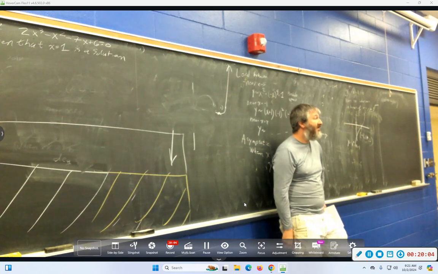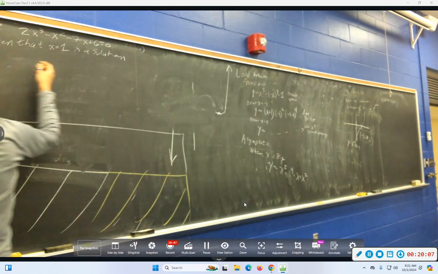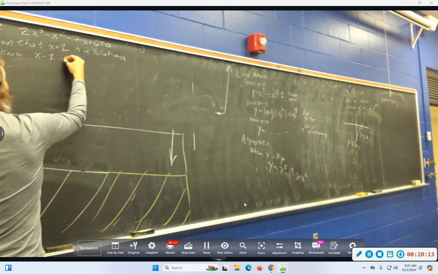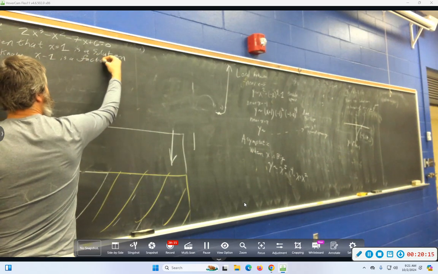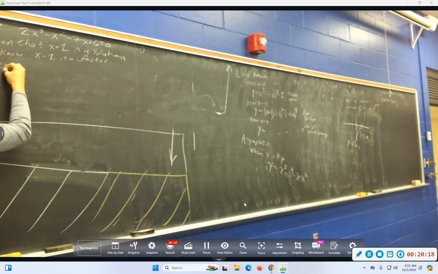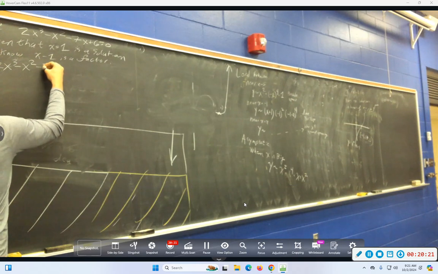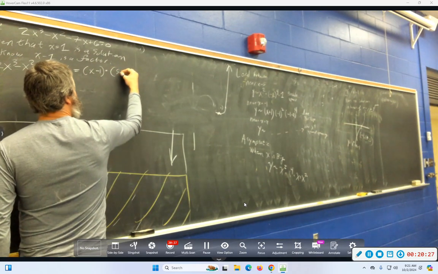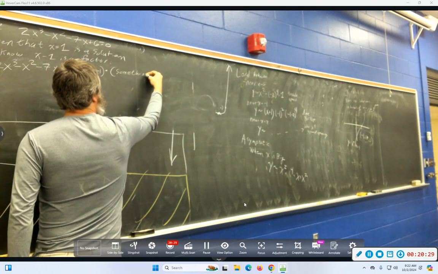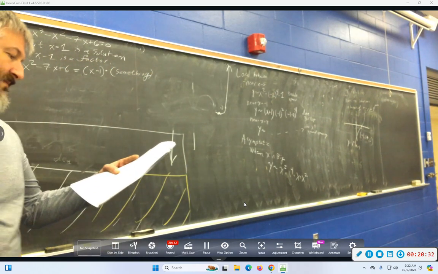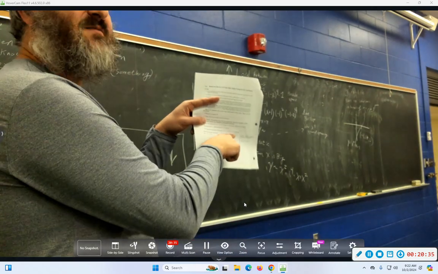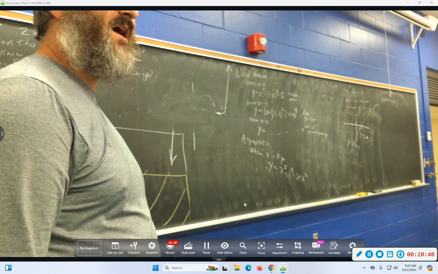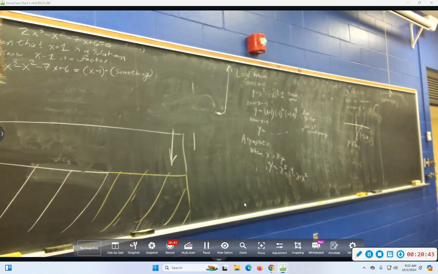evenly into this polynomial. Because of this fact, I know x minus 1 is a factor. So that means I can write 2x cubed minus x squared minus 7x plus 6 as x minus 1 multiplied by something. I know that this thing should factor as x minus 1 times something.